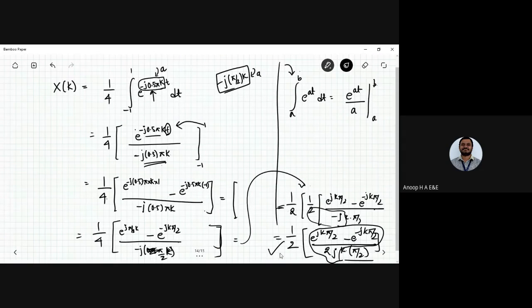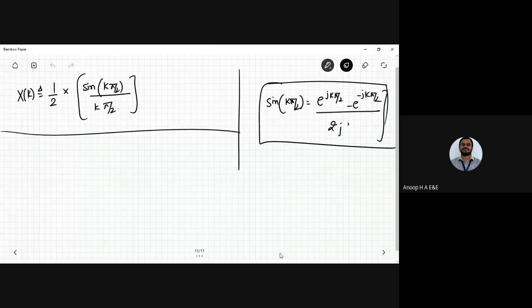This term, which I represented in brackets, forms the sinusoidal function. We know that sine k into pi by 2 equals e power jk into pi by 2 minus e power minus jk into pi by 2 divided by 2j. So that is what I can write here. The k into pi by 2, which was there in the constant, will be retained. I hope I have answered your doubt.